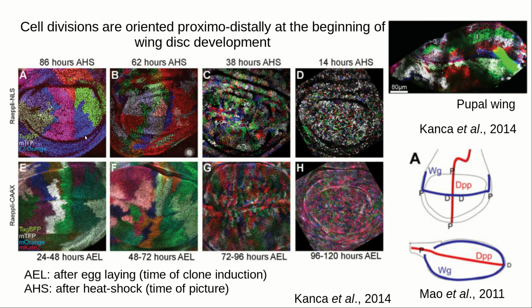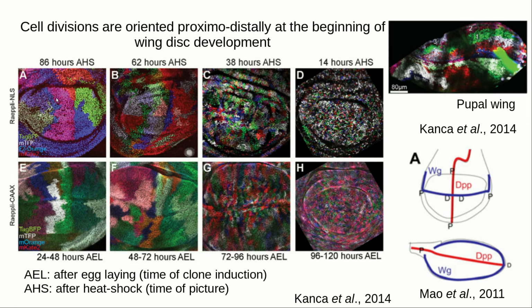Besides controlling how much cells grow, it's important to control the direction of the growth. As I already said, these divisions are oriented radially in the center of the disk. Here you can see, with this technique, which is called Rev-Ly, you can visualize many clones at the same time. You can see when these clones are induced very early, like 24 hours after egg laying, and then you analyze the clones 86 hours after inducing them.